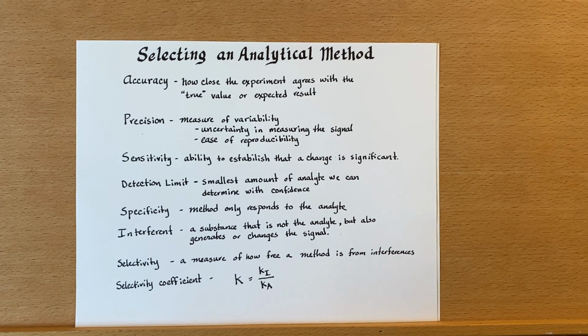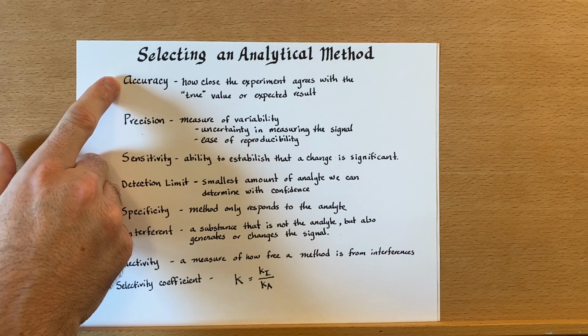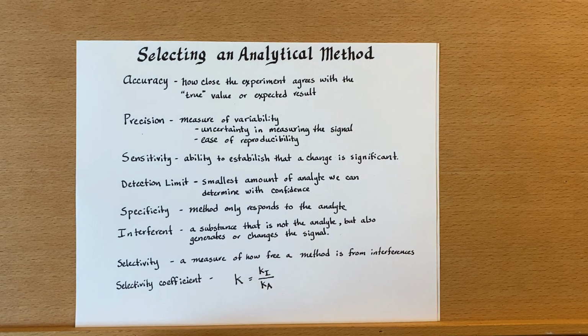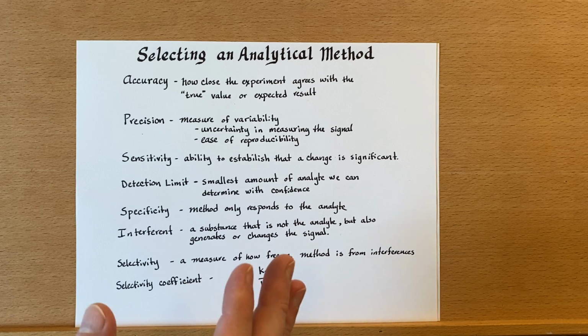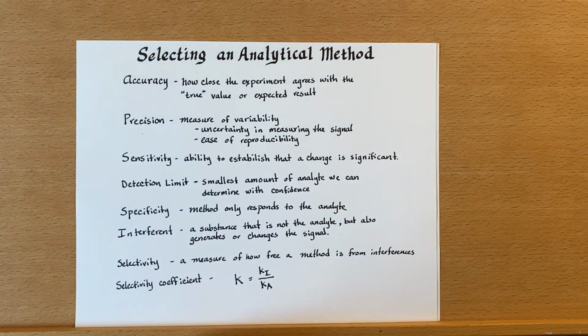And this also allows us an opportunity to discuss some of these other analytical terms because they relate to selecting an analytical method. So, of course, we would like a very accurate analytical method. And the accuracy is actually defined as how close the experiment agrees with the true value or an expected result. Now, we say true value because actually we don't really know what the true value is, the actual value.